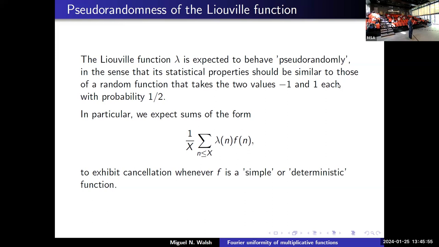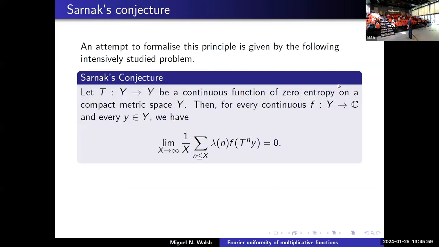Based on the desire to then try to actually make this rigorous, Sarnak put forward the following conjecture almost 15 years ago. As I said, what he's trying to accomplish is to give a rigorous version of the principle. So let me tell you what Sarnak's conjecture says, and then I'll tell you why it's interesting. Sarnak's conjecture goes as follows: take T, a continuous function of zero entropy on a compact metric space Y.